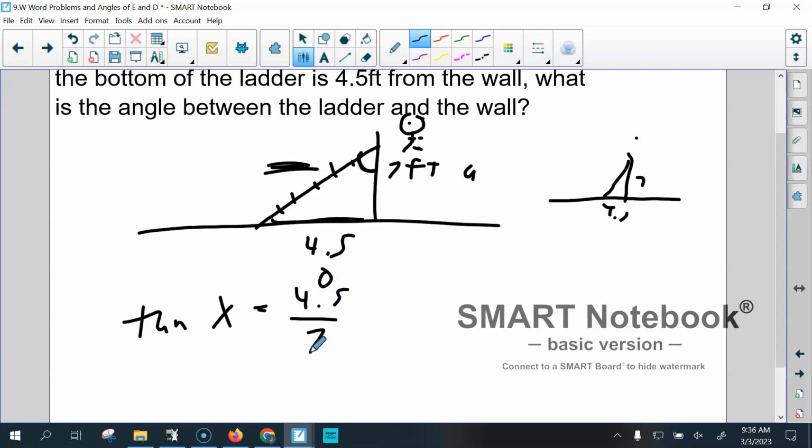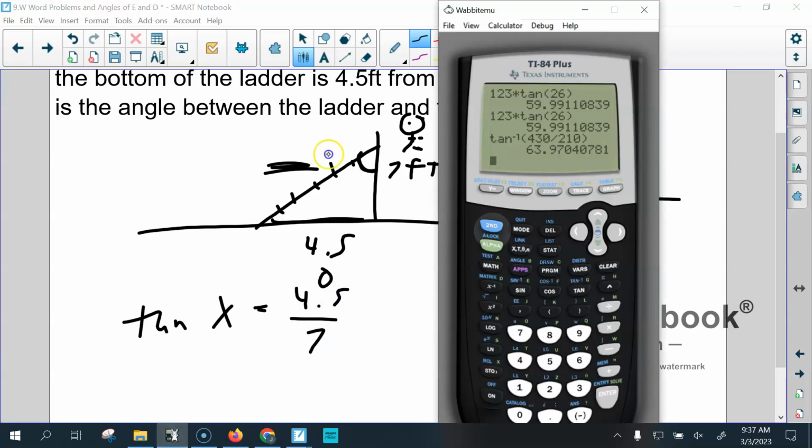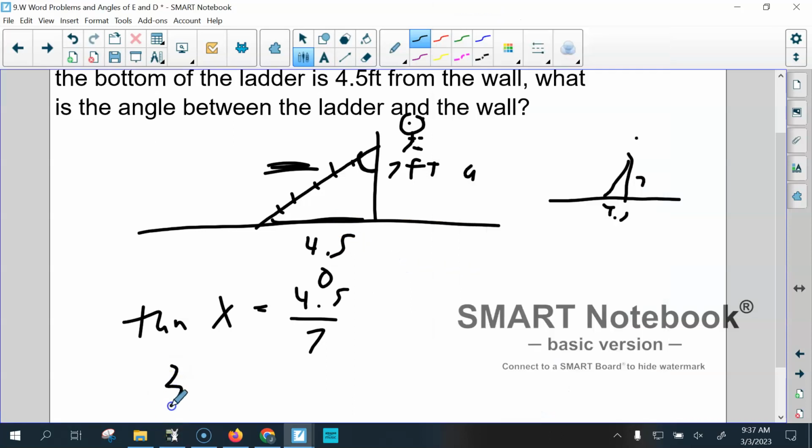So we go to our calculator and we're going to hit second tangent because again, we're calculating the angle. And if we were doing sine, we do second sine. If we're doing cosine, we do second cosine. It's that simple. And then you just type in 4.5 divided by 7. Enter. And we get 32.7. So we can go ahead and round that to about 33 degrees. And that is it.